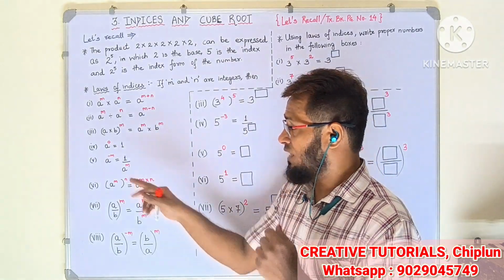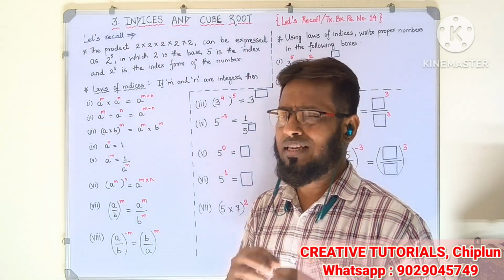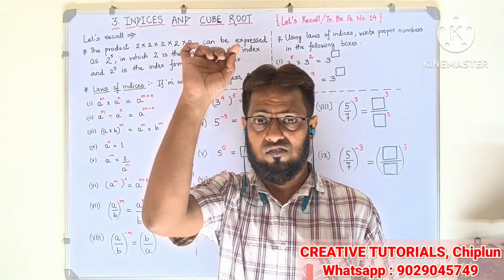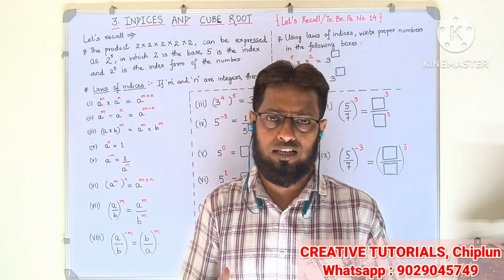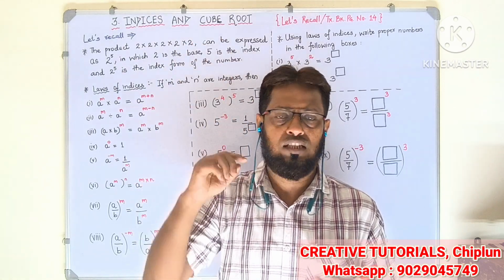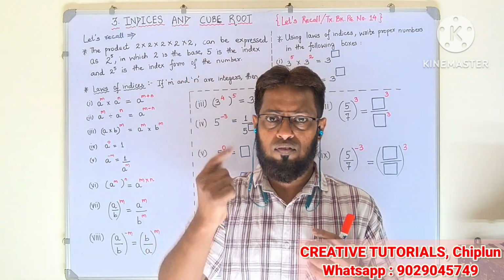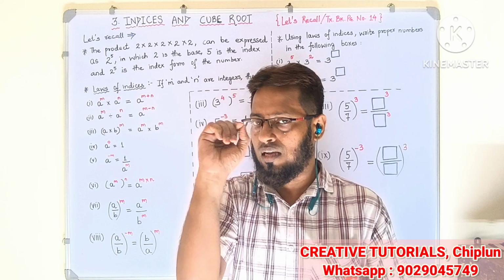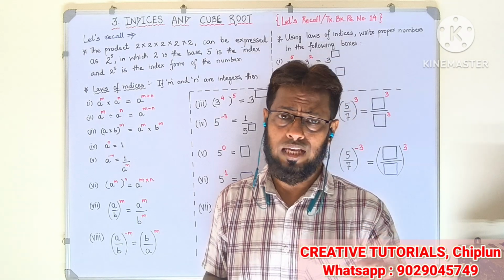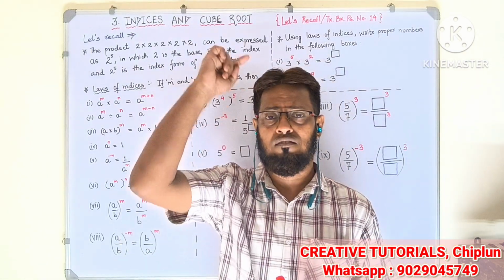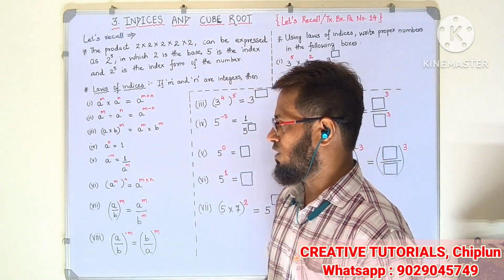Then we have law number 4, a raised to 0 is equal to 1. You take any number of your choice, and if that number is raised to the power 0, the value becomes 1. For example, if I give you 78 raised to 0 and ask you to write the value, the answer will be 1. If I give you 100 raised to 0, the answer will again be 1. So if you take any number of your choice and give it the power 0, the value becomes 1. That is our fourth law, a raised to 0 is equal to 1.